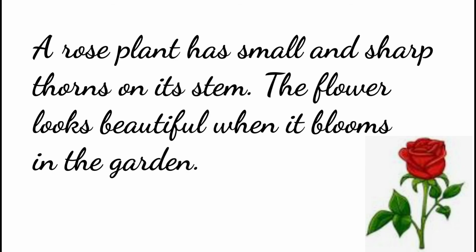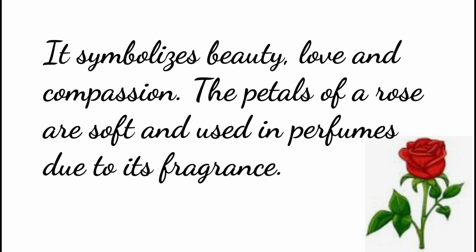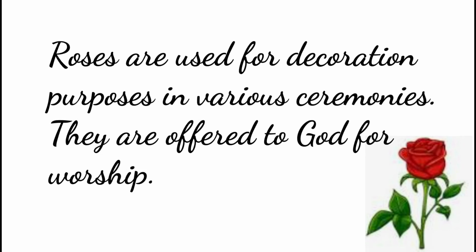A rose plant has small and sharp thorns on its stem. The flower looks beautiful when it blooms in the garden. It symbolizes beauty, love, and compassion. The petals of a rose are soft and used in perfumes due to its fragrance. The meanings of both of these words, compassion and fragrance, are given after the paragraph description.